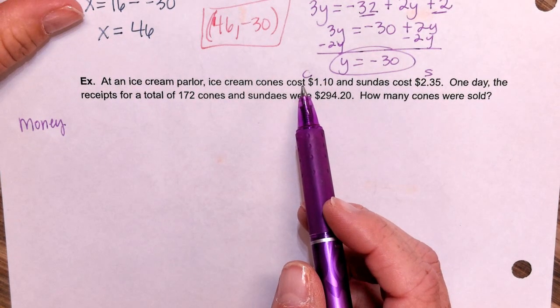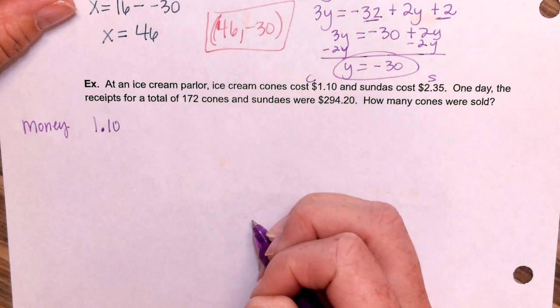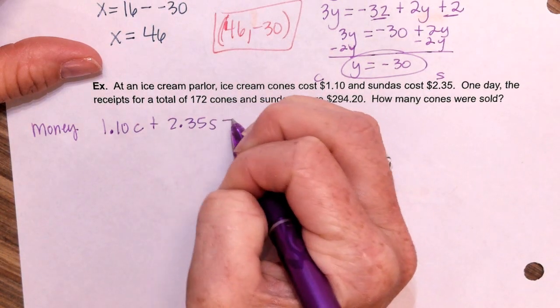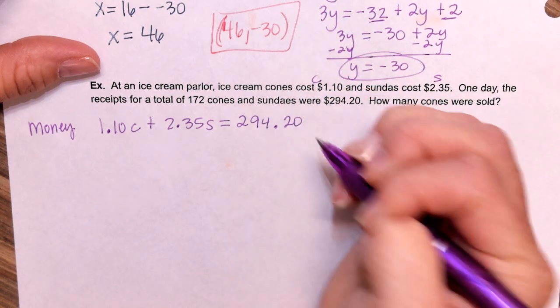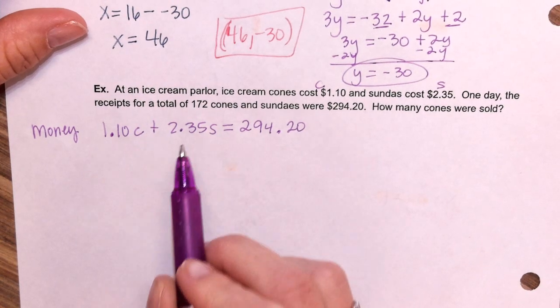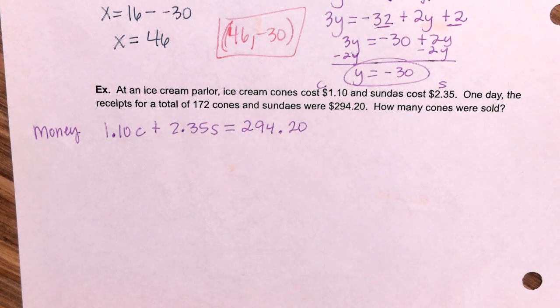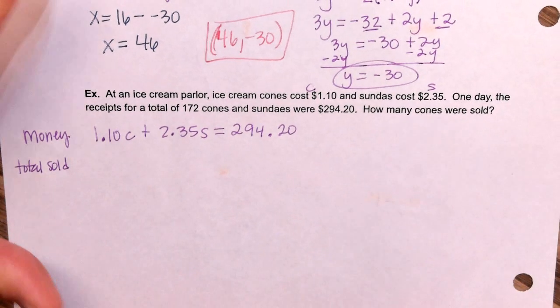$1.10 C plus $2.35 S equals $294.20. Does everybody agree with that equation? Cones are $1.10 per cone. Sundaes are $2.35 per sundae, and their bill added up to equal $294.20. Are we good? Now we need an equation for the total they sold. Does anybody think they can do it?